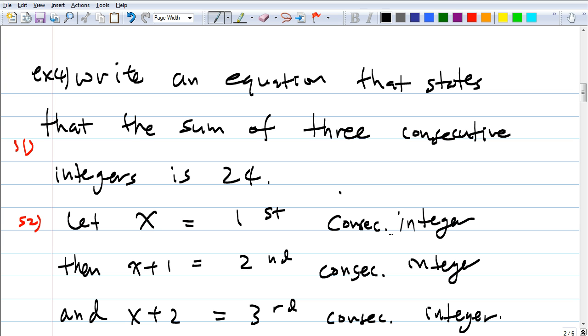And you have to be really specific. Don't just write x equals the first number. These are consecutive integers, right? So you have to write, because that's why we get the second as x plus 1 and x plus 2. All right, now that's our step 2.